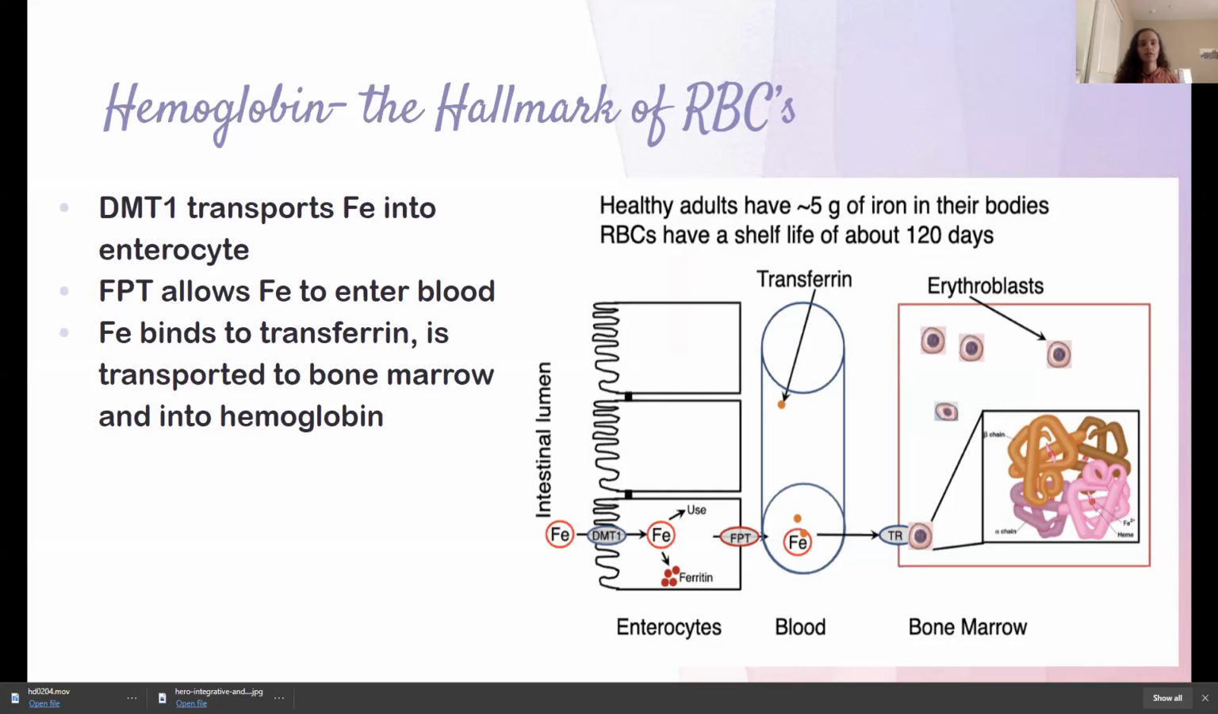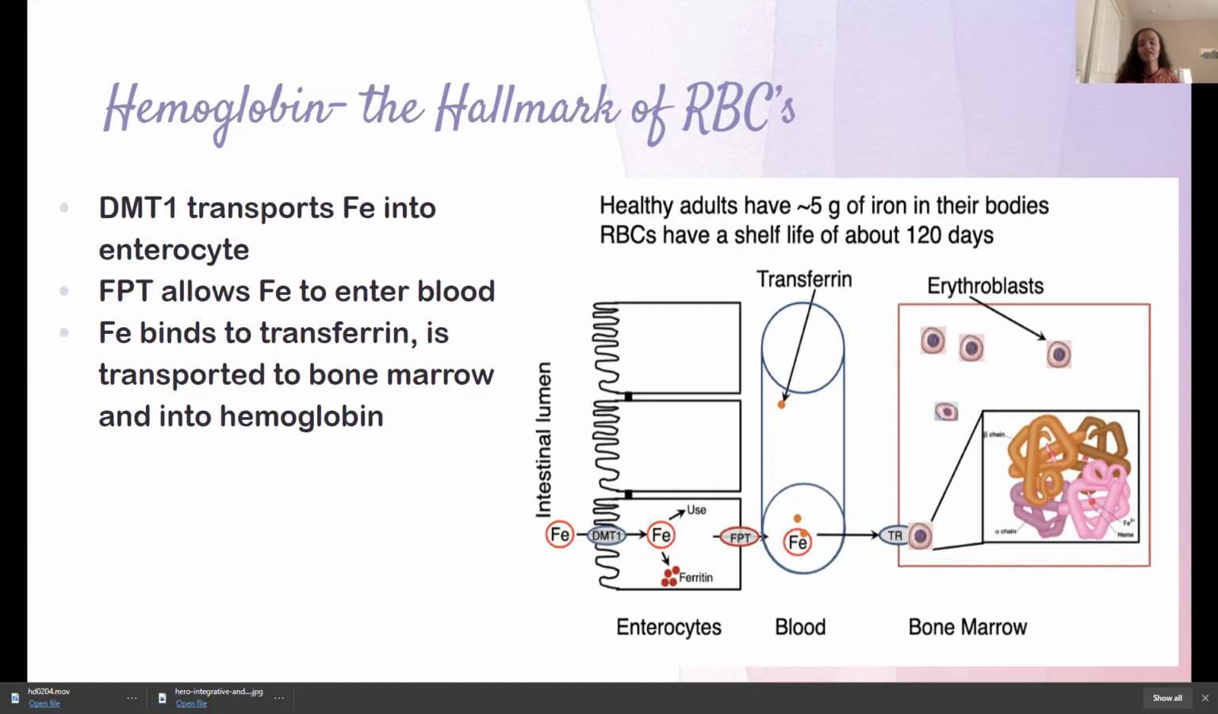And how the iron gets onto hemoglobin is, DMT1 is a channel protein on the enterocyte, and the enterocyte is just the intestinal cell, essentially. So DMT1 will transport an iron molecule into the enterocyte. And then FPT is like a transfer protein, so it'll allow the transfer of iron into the blood. And once it's in the blood, iron can bind to transferrin. Transferrin is then going to transport that into the bone marrow and onto hemoglobin.